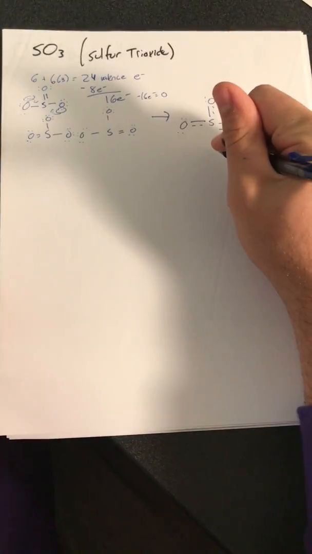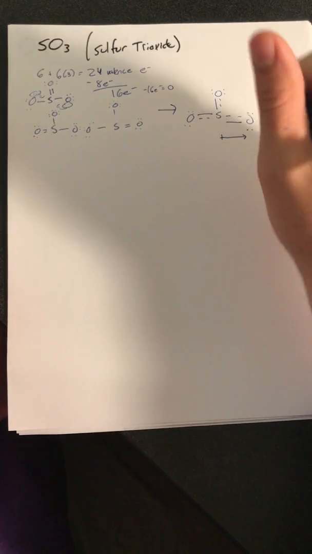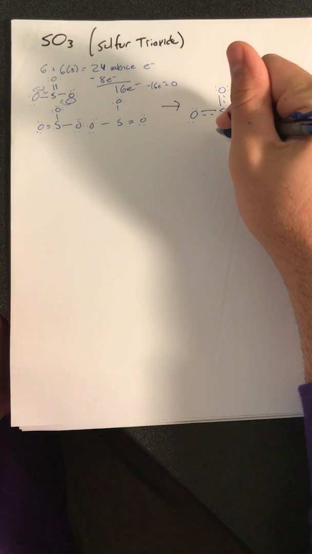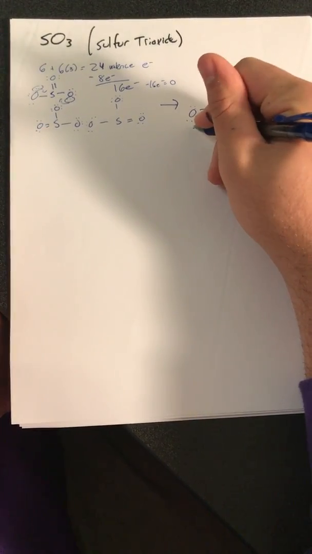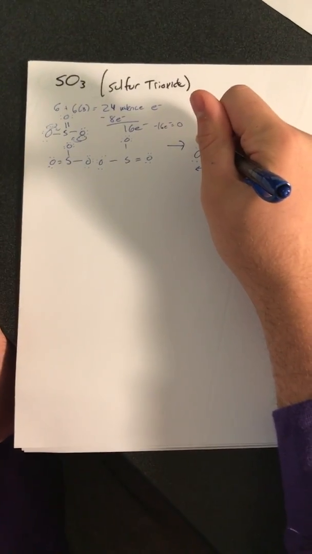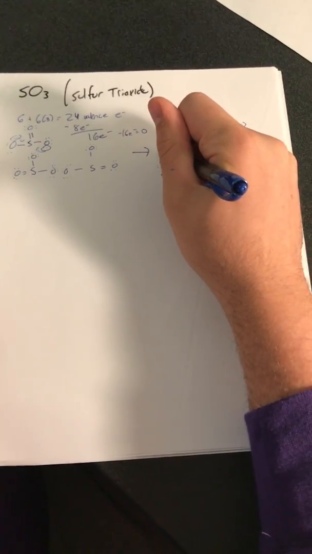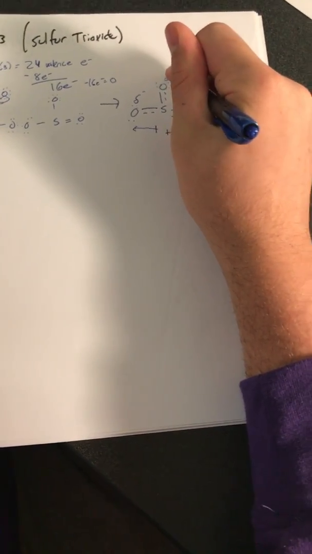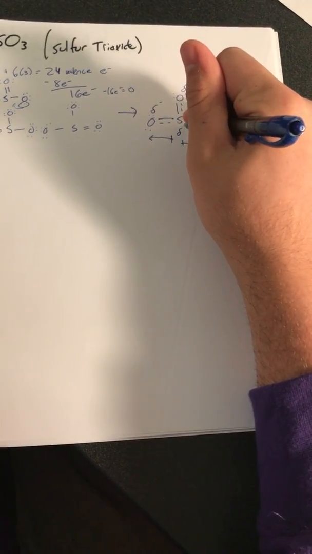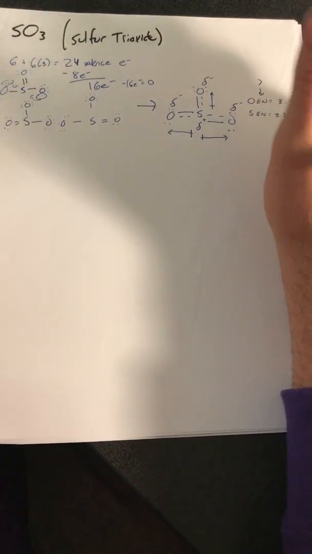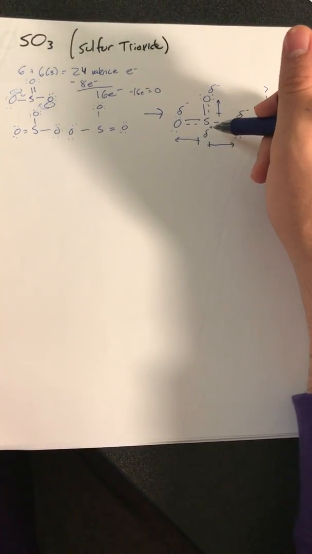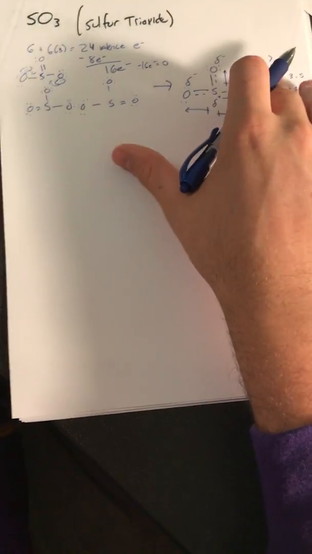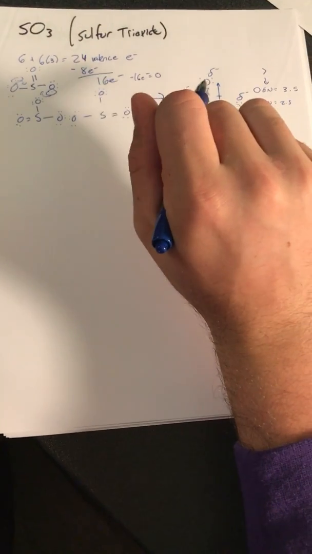This means that the dipoles are going to be pointed towards oxygen, which has a partial negative charge because it is more electronegative in this molecule. Therefore, the oxygens will have a partial negative charge and sulfur will have a partial positive charge. So now that we have this, we're going to look at the molecular geometry.